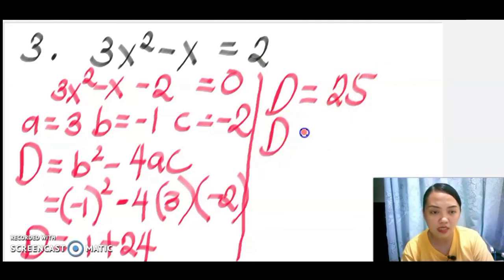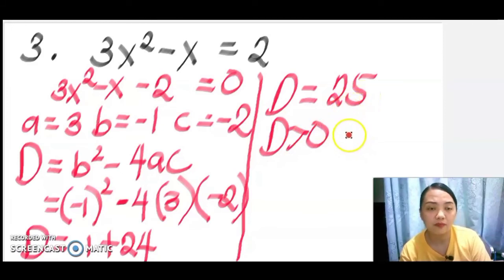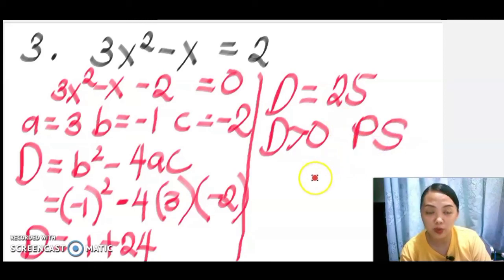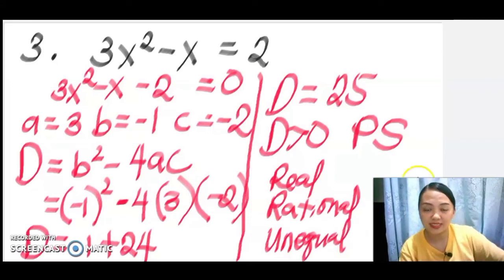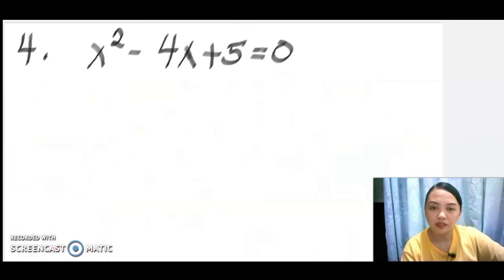So, ibig sabihin, D is greater than 0. Okay, what can you say about 25? 25 is a perfect square. So, ibig sabihin, ang nature of roots niya is real, rational, and unequal. Okay? Okay. Fourth example.